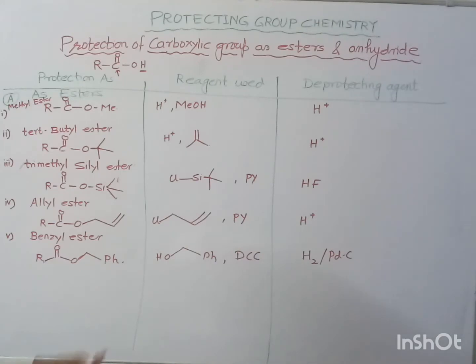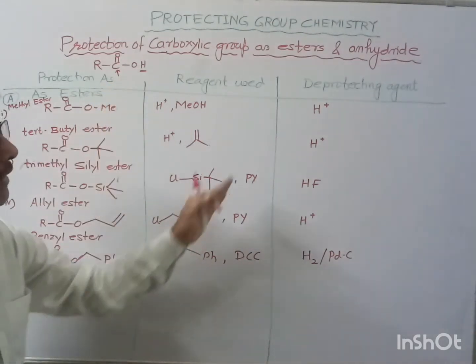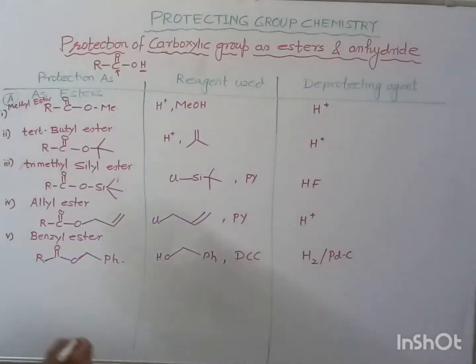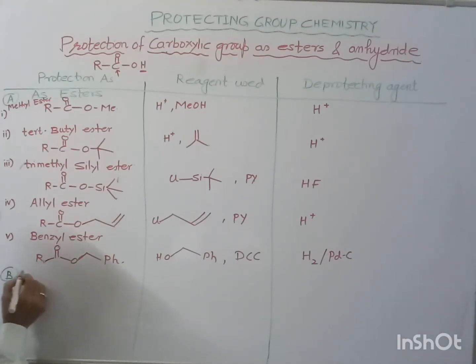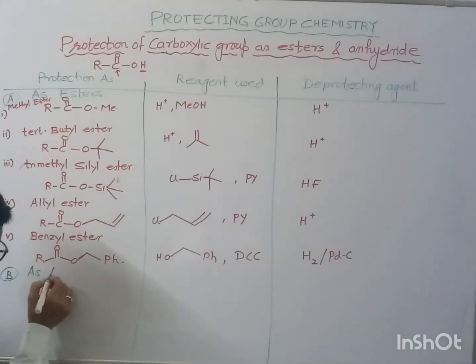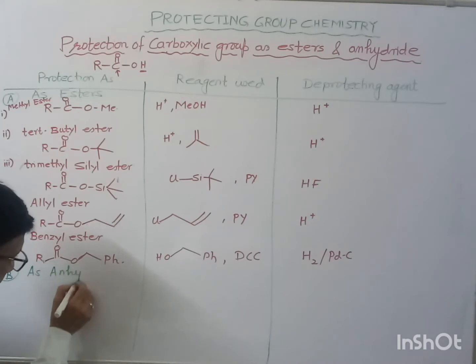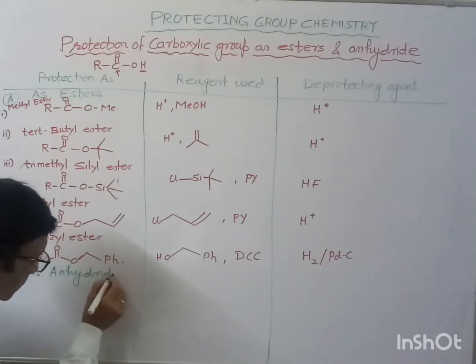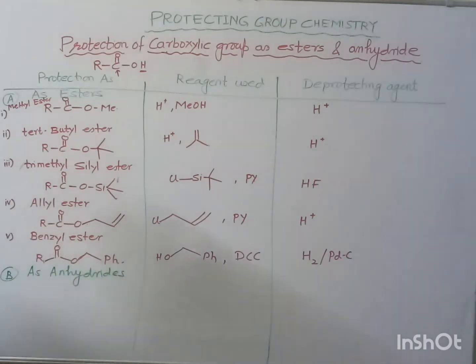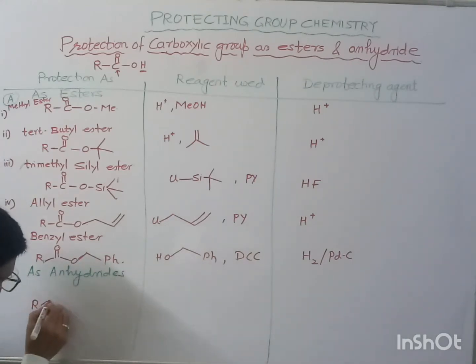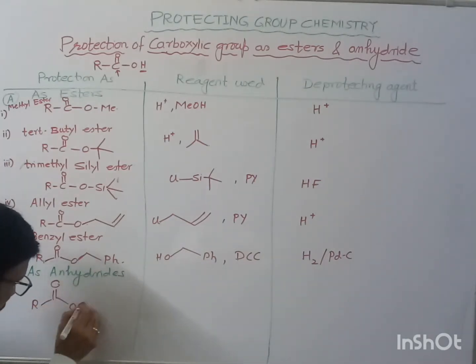Similarly, we can convert this acid group into an anhydride, or as anhydrides. That is RCOO.